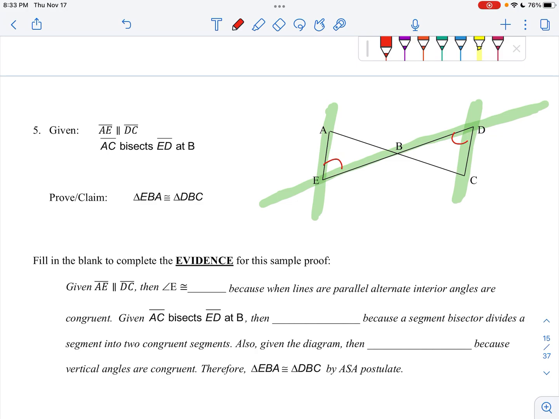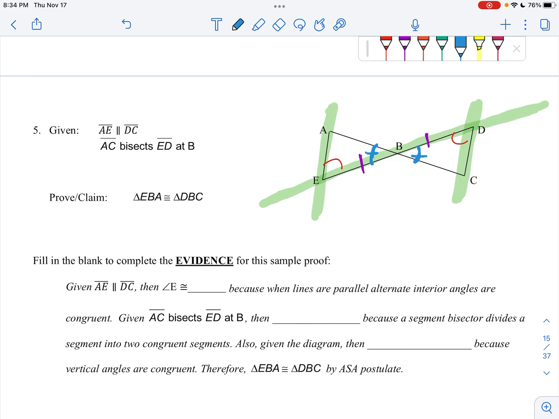Now, another thing this tells me is that segment AC is bisecting segment ED. So ED is being split in half, which means these two segments are the same. It does not mean anything about these two segments. ED is the segment that's being split evenly in half. AC is not necessarily. And then if I keep looking, I see to myself, oh, there's also a third thing I know. I know that my vertical angles are going to be congruent because vertical angles are always congruent.